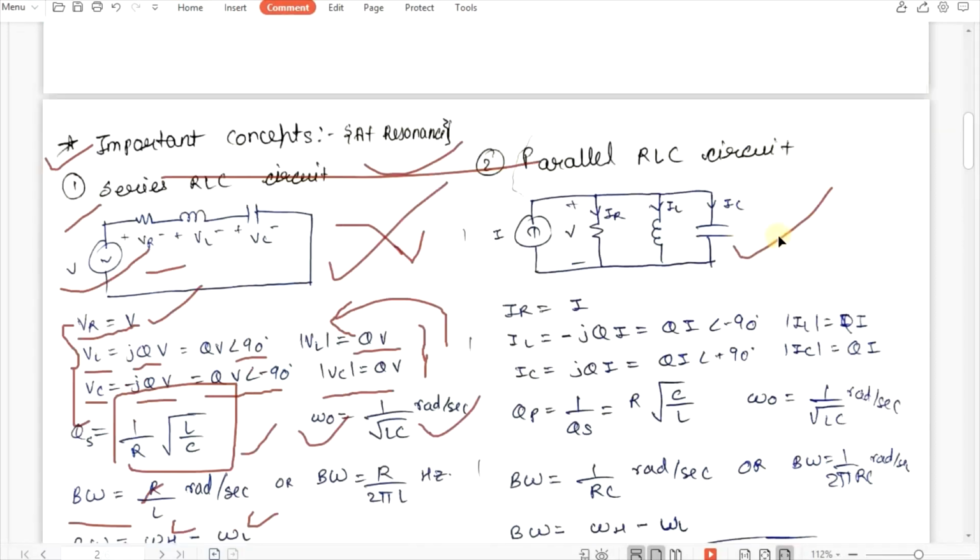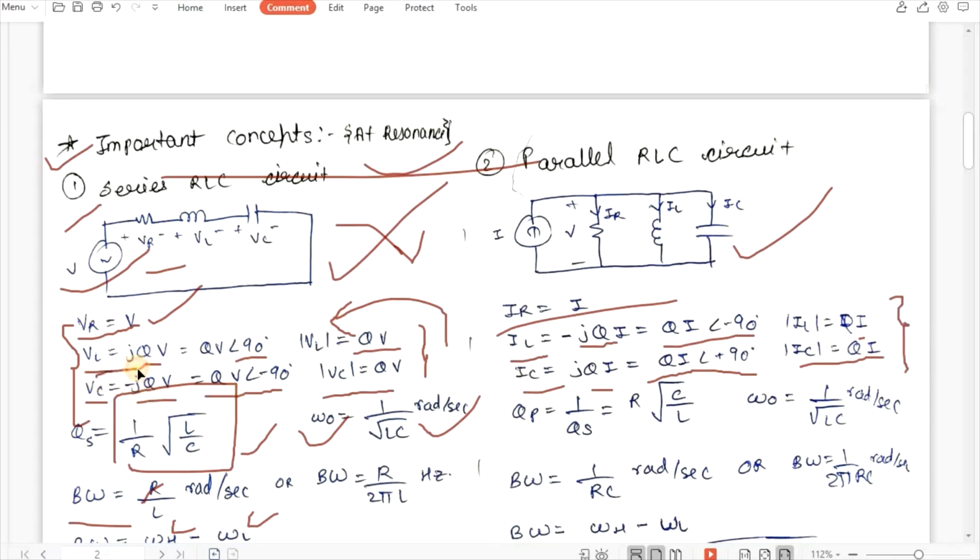Now let us see the same thing for a parallel RLC network. So here this is a parallel RLC network. At resonance, IR will be I, IL will be minus jQI. Note one thing, this circuit is working at resonant frequency, and this formula is only valid when your circuit is operating at its resonant frequency. So IL will be QI angle of minus 90 degrees in phasor, magnitude will be QI. IC will be jQI, in phasor it will be QI angle of plus 90 degrees, magnitude QI only.